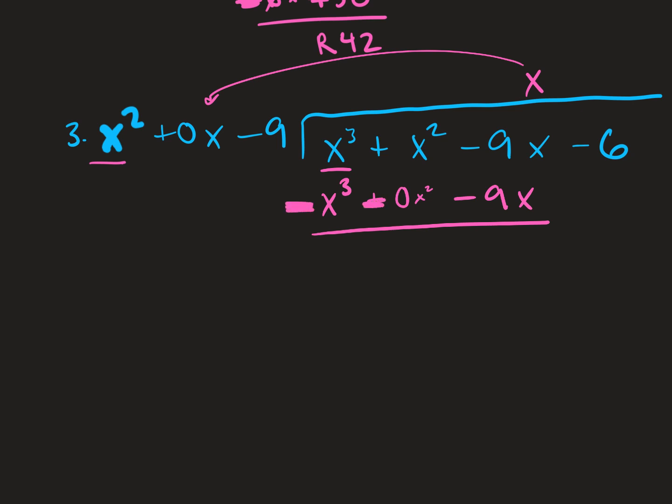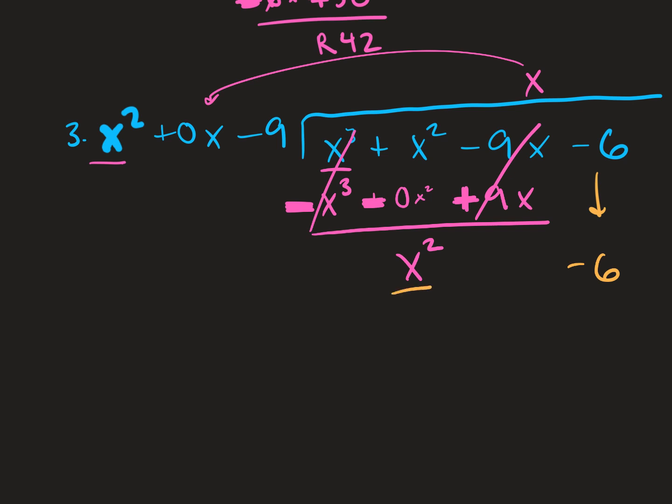What do I do next? Change the signs and combine. What happens to the x cubes? Cancel. What's x squared plus 0x squared? Just x squared. And then what's negative 9x plus 9x? 0. What would I do next? I can drop down the 6, the negative 6. What else do I need to do?